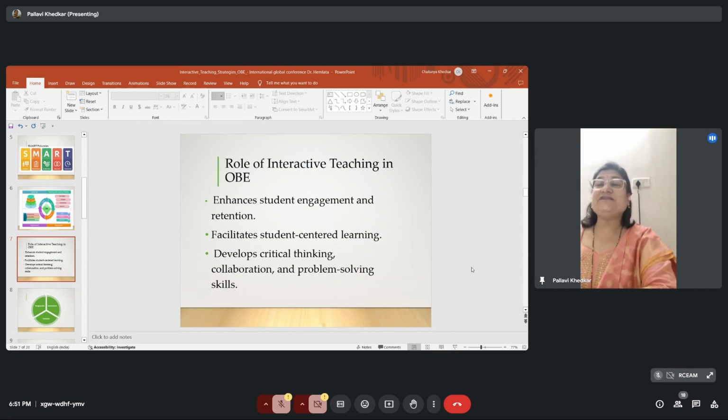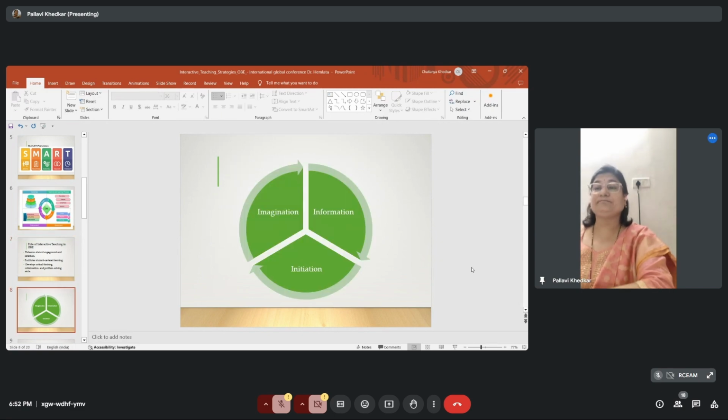Therefore, the role of interactive teaching in outcome based education is: one, it enhances student engagement and retention. Secondly, it facilitates student centered learning. And third thing is, it develops critical thinking, collaboration, and problem solving skills in the students.